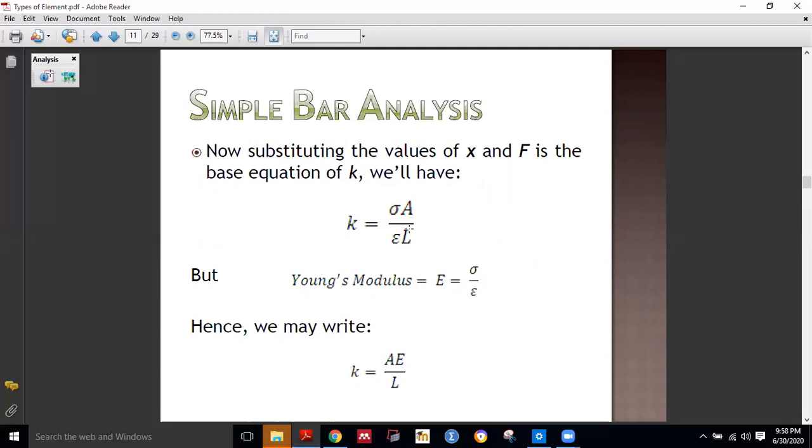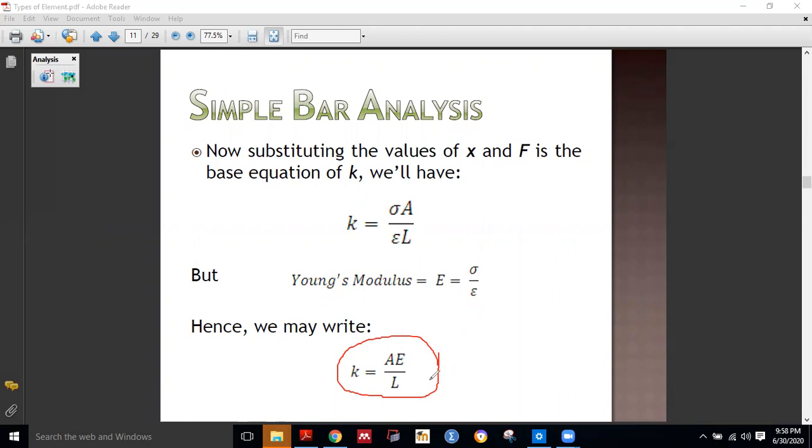But this we can modify also. Young's modulus E is equal to sigma by epsilon. So K is equal to AE by L. So this is the main point. In exam, it will not be asked definitely because it is very basic, you have learned it in some course. But the things which I need to brush up from you, that I am brushing. So K is equal to AE by L.